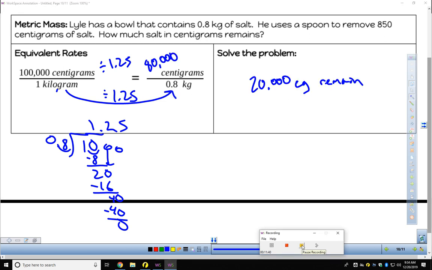To do the math that we have written here, when I divided 100,000 by 1 and 25/100ths, I got 80,000. And then how much salt remains was the question being asked. So I have 100,000 minus 80,000 left me with 20,000 centigrams.